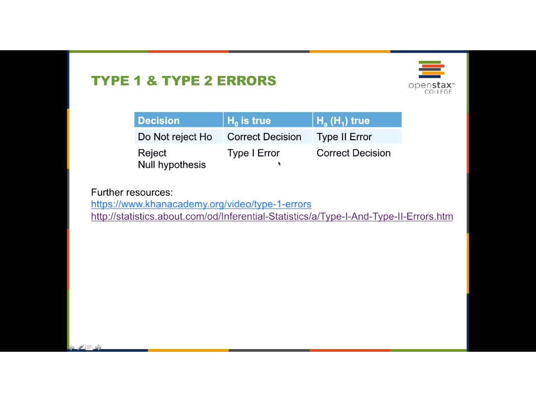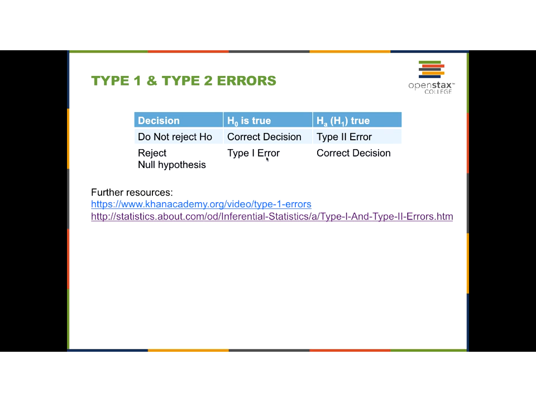Your alpha level, like your 0.05, that is your level of significance, and that also drives the type 1 error. So if you think about it, if my alpha is 0.05, that means 1 out of 20 times a type 1 error will usually occur. And that's just something to keep in mind.